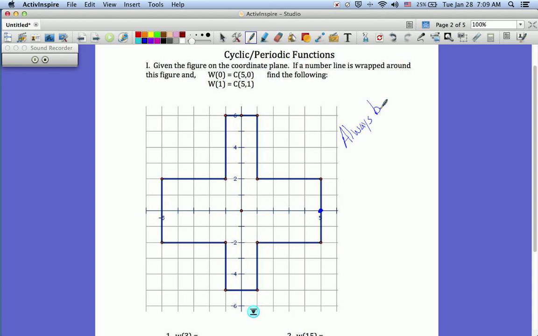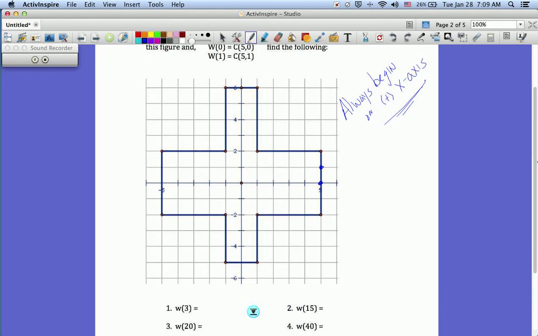Always begin on the positive x-axis. Always, always, always, always. And a wrap of 1 gives me the point 5, 1. Okay, so that's given. That's pretty obvious in this situation.